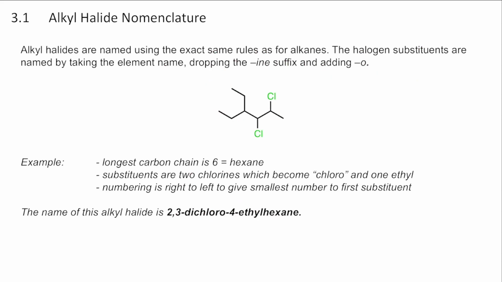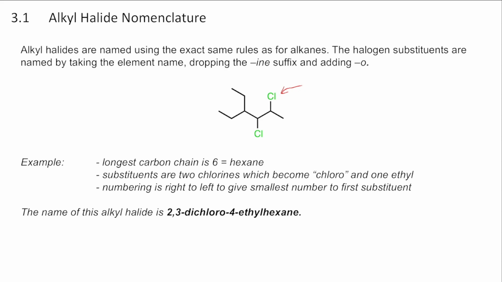Next, alkyl halides. Alkyl halides are basically named the exact same way as alkanes, except for the halogen substituents, which in this case is chlorine. What we do is drop the -ine and add an -o. So chlorine becomes chloro, and we treat them just the same way we would treat a methyl or an ethyl or some other alkyl side chain.